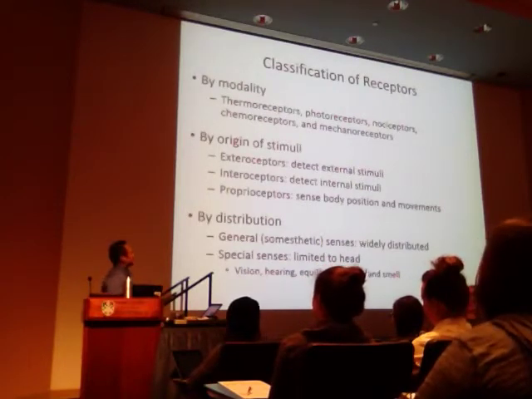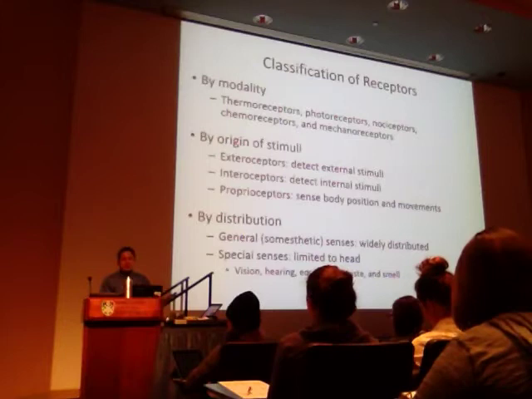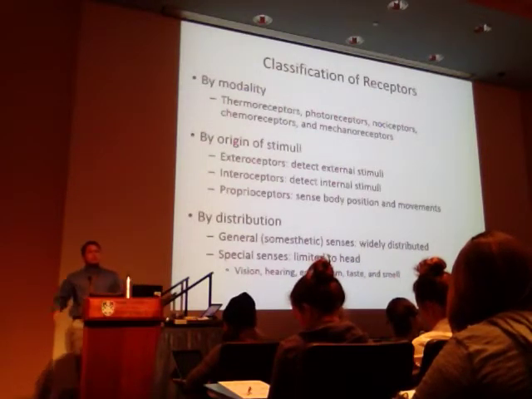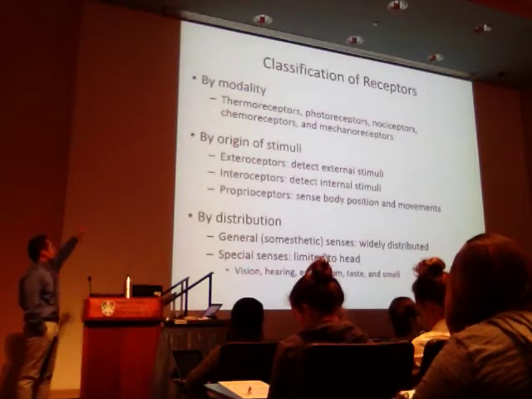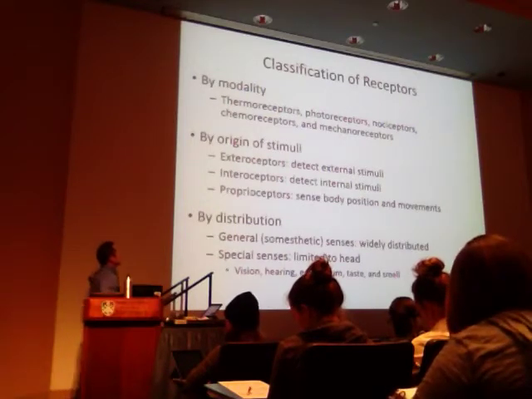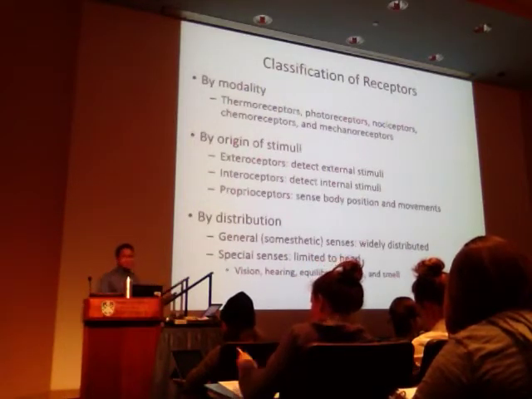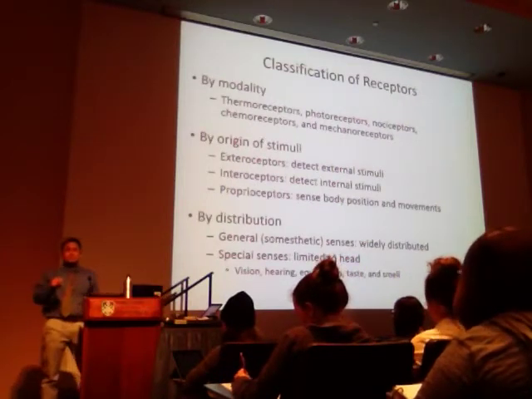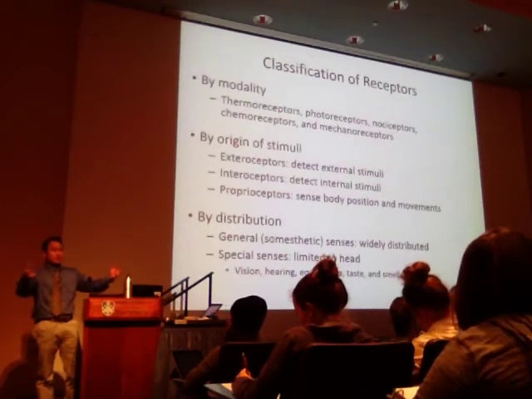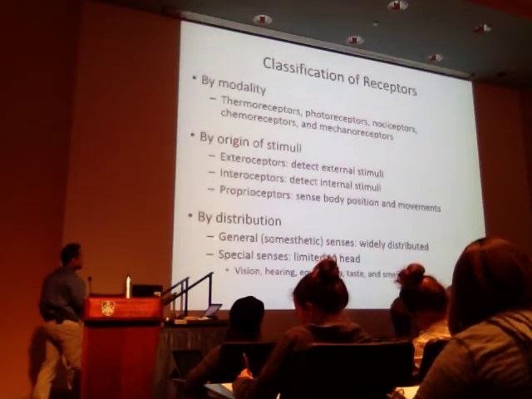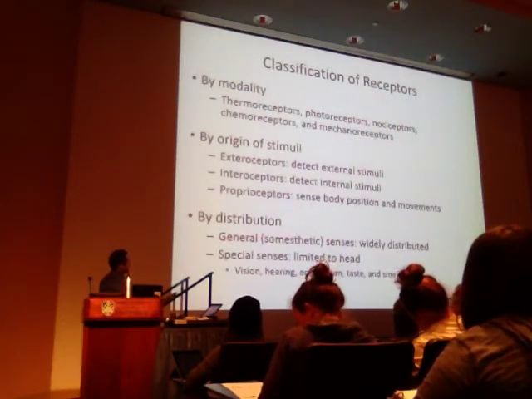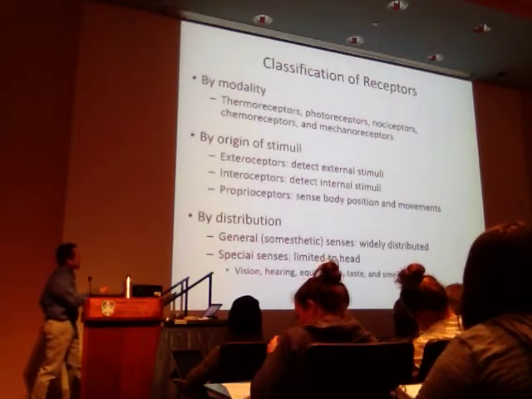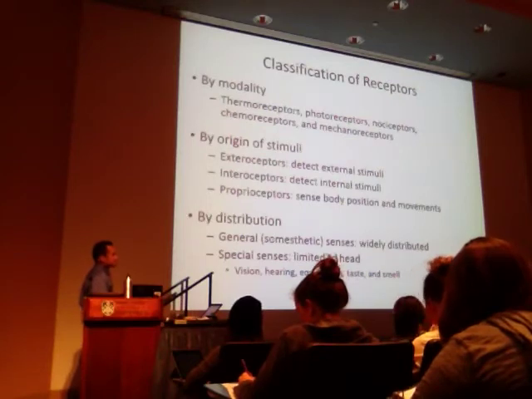Six years ago. All right, so let's classify them by different categories. We can talk about these receptors, and we can classify modality by origin of stimulus or by distribution. The distribution was the homework that you did. If you're going to characterize it by distribution alone, we're going backwards, I know, on the slide, but the general senses are all over the place, and the special senses are only found in the head.